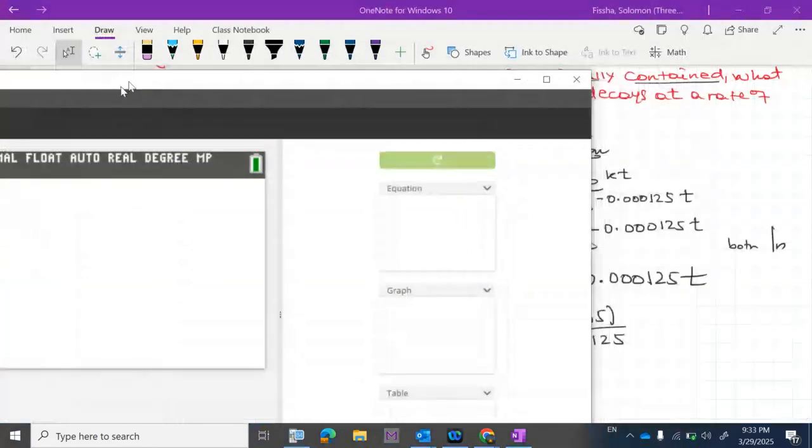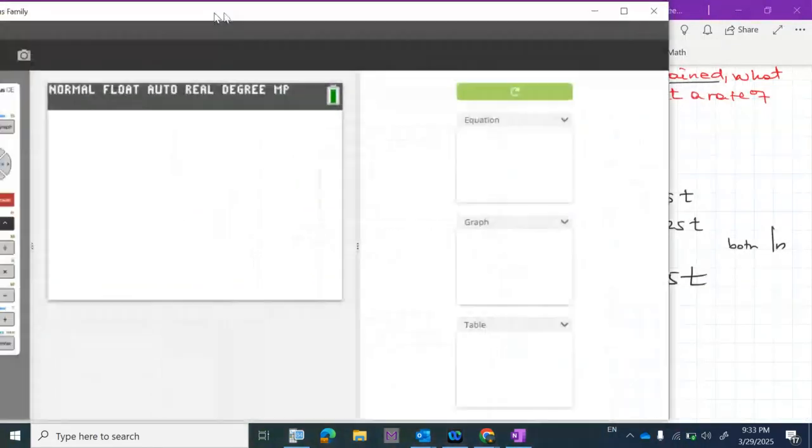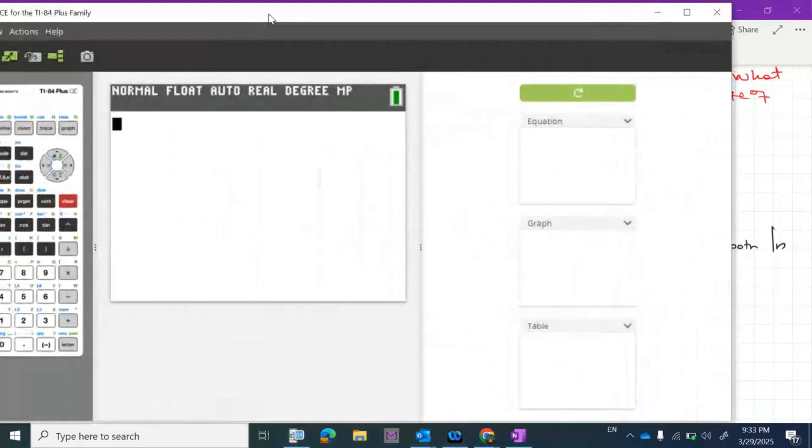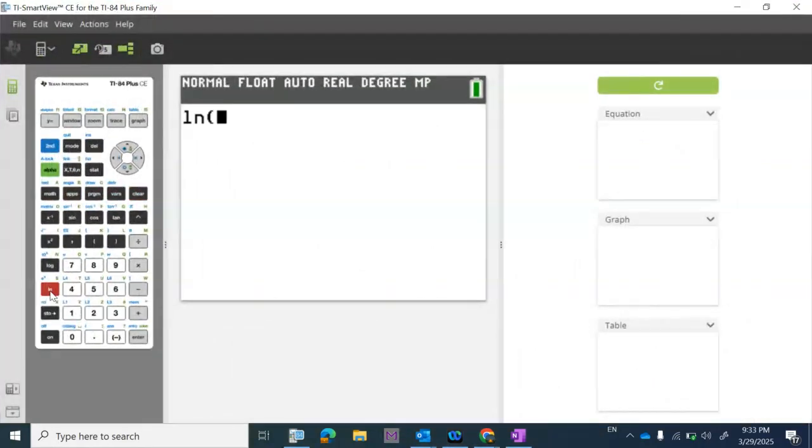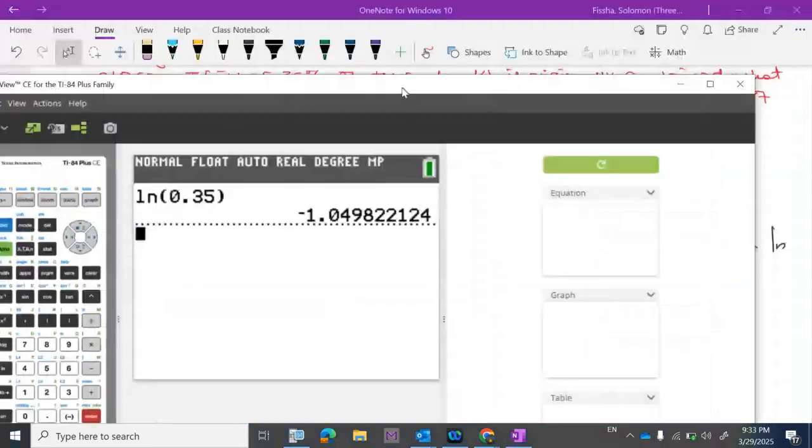So look, what you have is ln of 0.35. Okay, ln of, you have to go to the ln right here. ln of 0.35. Close that. Enter. This is the answer, right? See, this is negative. Okay, at the bottom side I have also another negative, if you remember that.